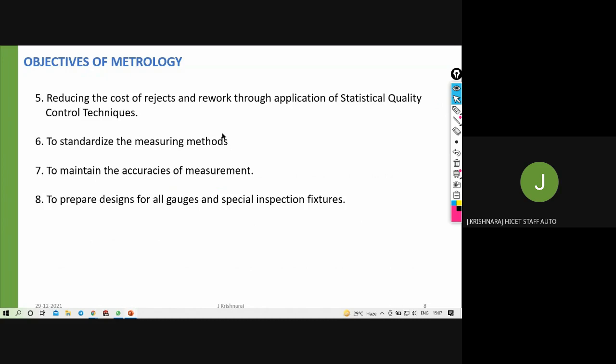The next reason is to reduce rejections and revokes.